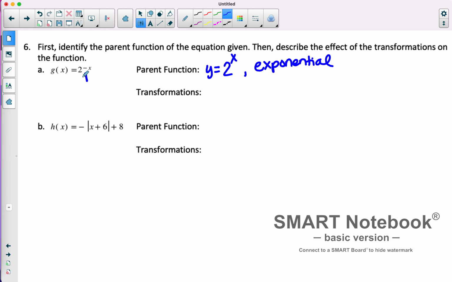The transformation that happened is that you have a negative x. So a negative affected the x values, or affected the inputs, which is reflecting. We just have to decide how it reflected. So it reflected over the y-axis if it is affecting our x's. Y-axis.